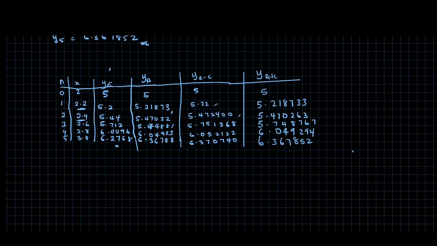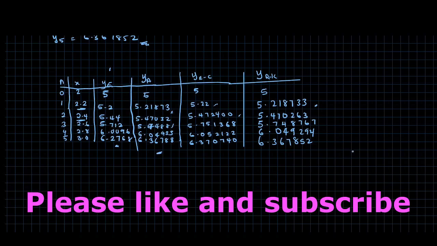Now let's compare it to the other answers we got. Comparing it, you can see that Runge-Kutta is actually way closer to the analytical method, which is the most accurate, than even Euler or so.